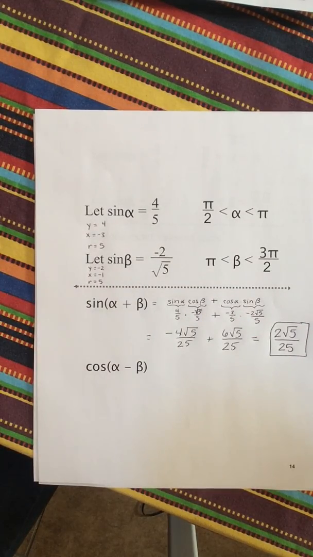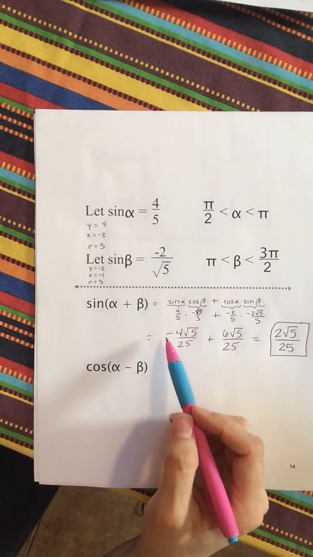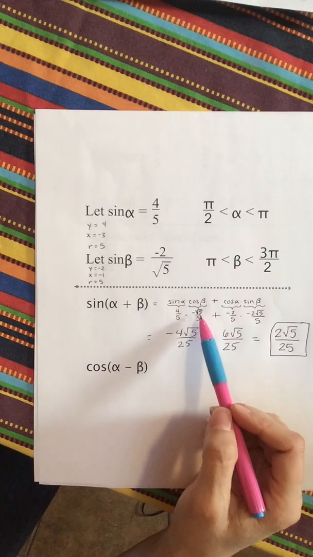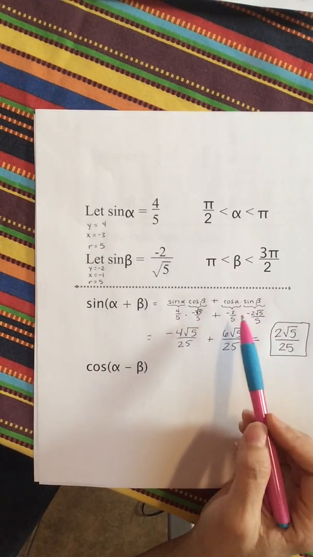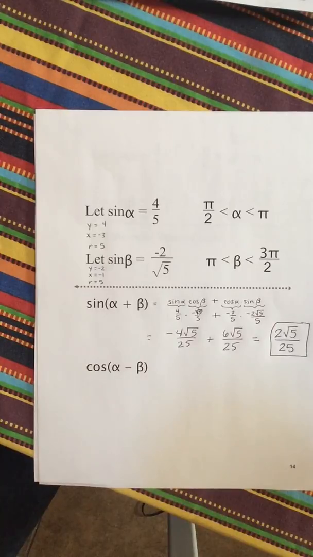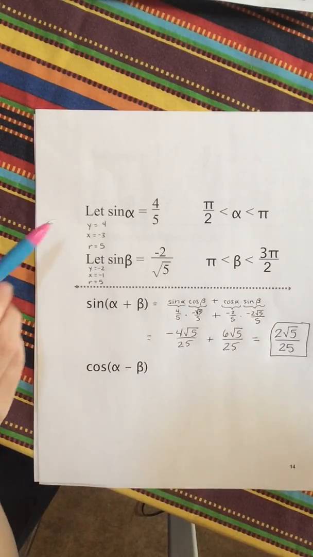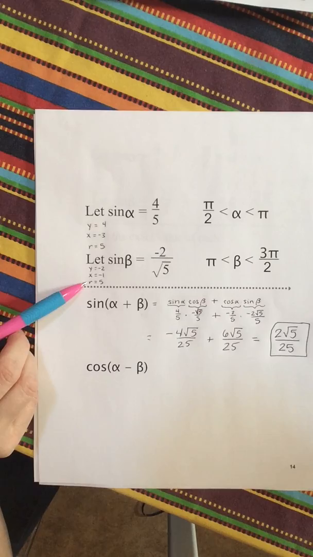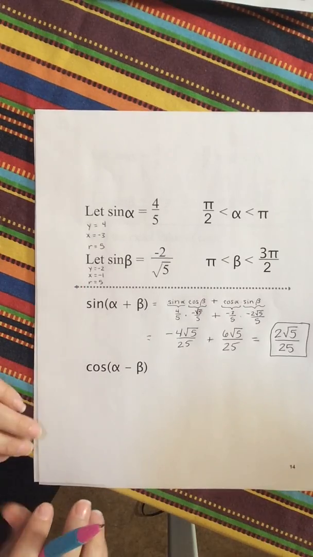We did not have to know what alpha and beta are because we know that sine of alpha is 4/5, cosine of beta is negative square root of 5 over 5, cosine of alpha is negative 3 over 5, and sine of beta is negative 2 square root of 5 over 5. So as long as we know what the formula is and we have the x, y, r for both alpha and beta, we can figure this out.